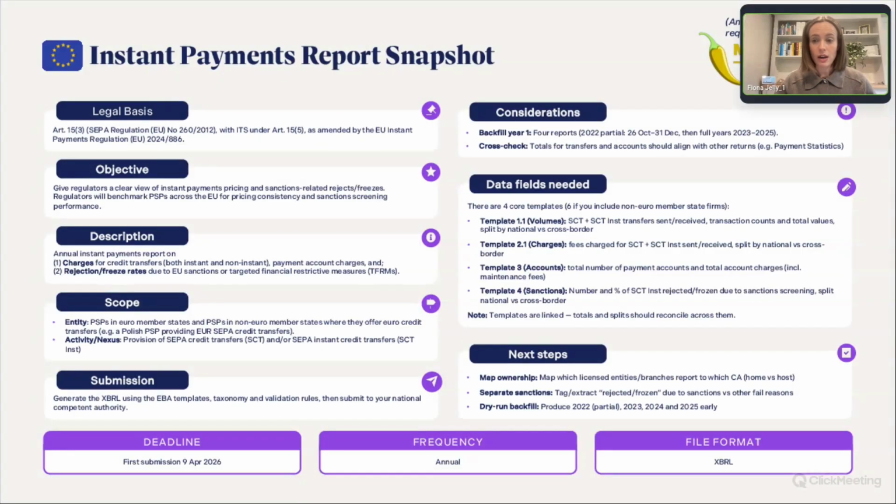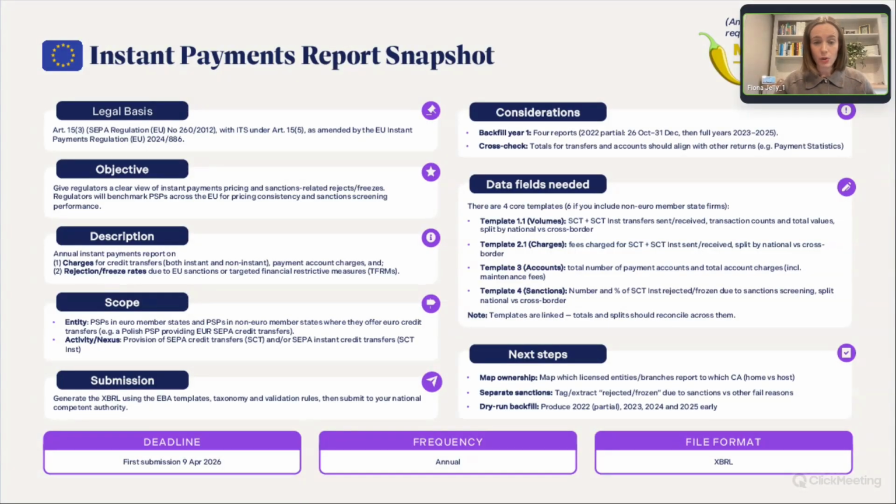And yes, quick spoiler, if you're a PSP and provide SEPA credit transfers and/or SEPA instant credit transfers to your customers, the answer is yes. So the scope of this report covers PSPs in Euro member states. So for example, Ireland, where our currency is the euro, and it also covers PSPs in non-Euro member states. So for example, a Polish PSP providing Euro SEPA credit transfers.